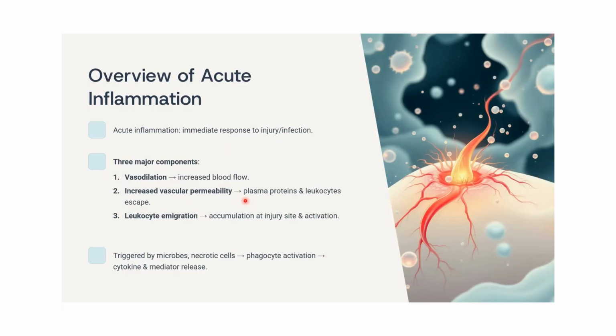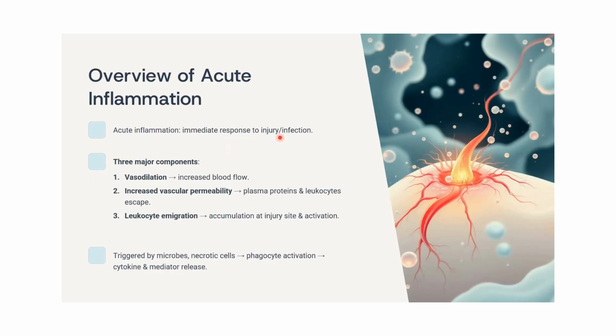We're going to trace everything from those very first tiny shifts in blood flow all the way to how immune cells actually move out into the tissues. It's like looking at the body's emergency response system, piece by piece. Okay, so let's kick this off. Acute inflammation. We're talking about the body's immediate, right away response to injury or infection, right?